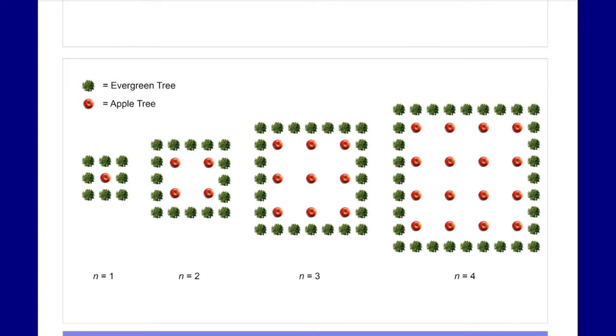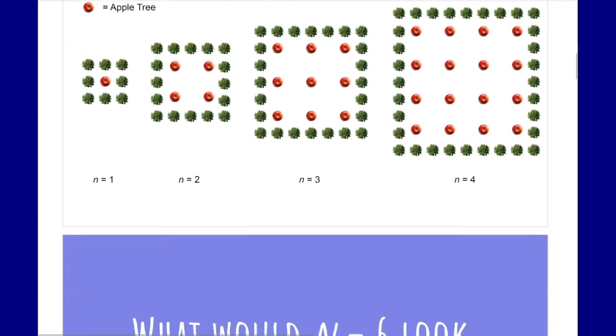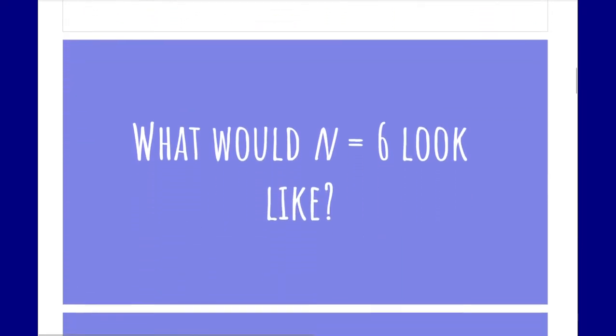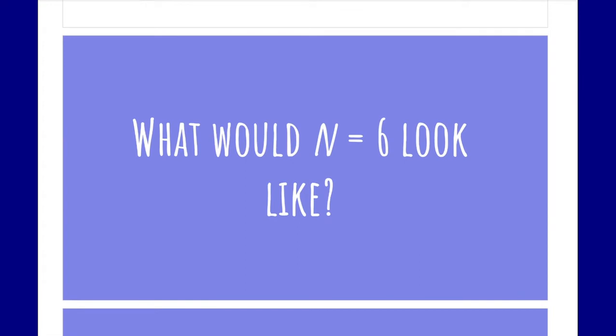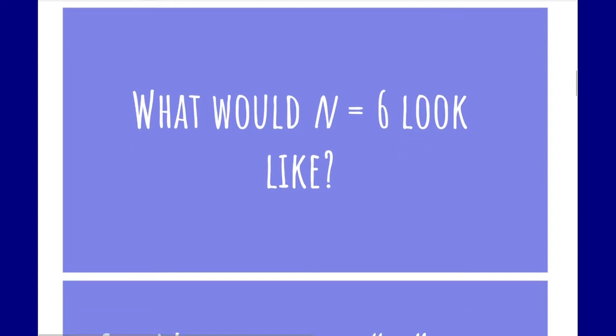So here's our pattern of both evergreens and apple trees. The first question is, what would n equals 6 look like? I had patterns 1 to 4, or rows of apple trees 1 to 4. What would n equals 6 look like if I had 6 rows of apple trees? You can pause the video, draw it out if you'd like. Then moving on to the next question.